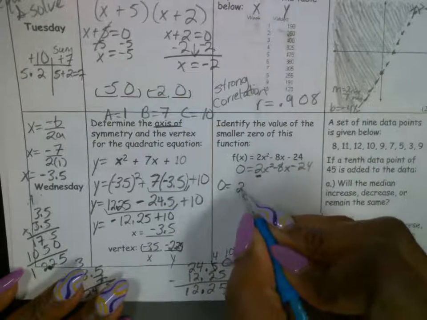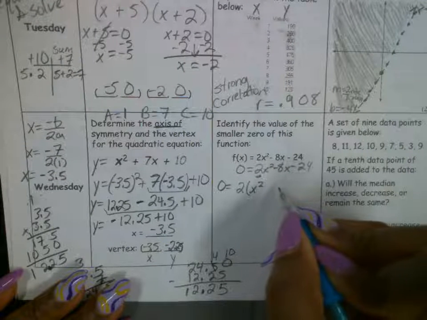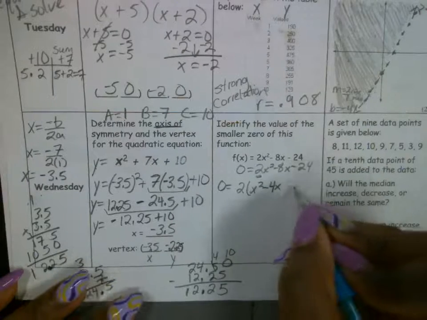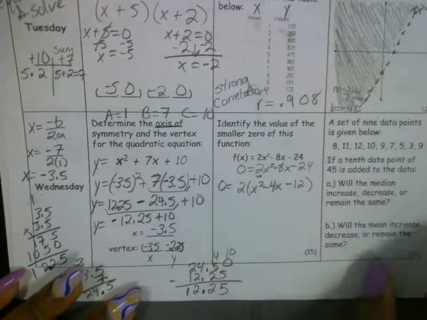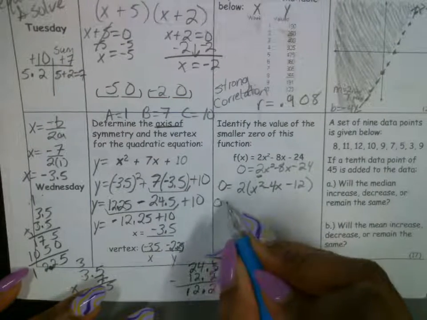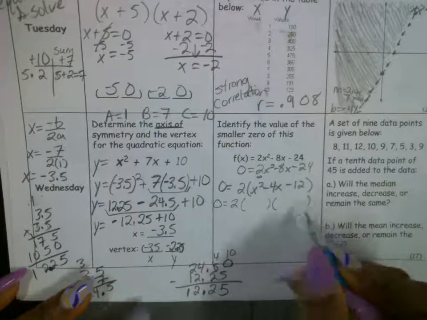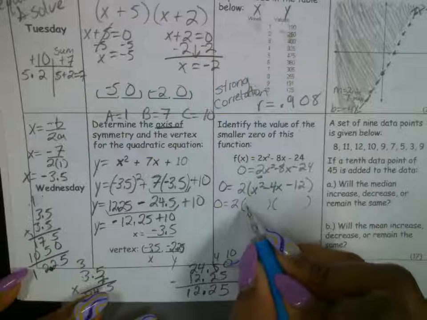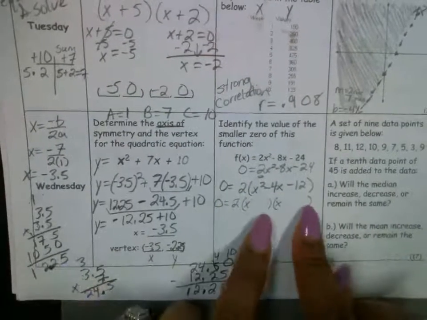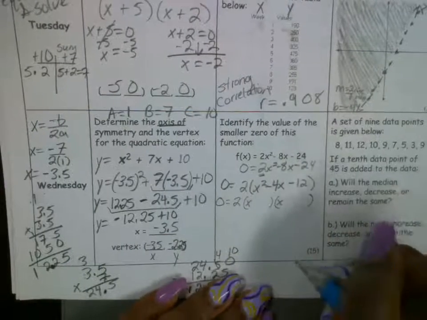Excuse me. So take out a 2, and what does that leave you with? X to the second, minus 4x, minus 12. Okay. Now let's factor this. Keep bringing the 2 down. We got 2 parentheses. What do we put in each parenthesis? We put x in each. How do we figure out what these numbers are going to be here? T-chart.